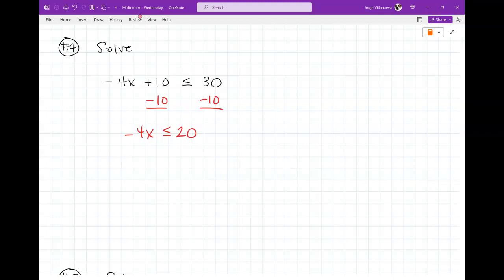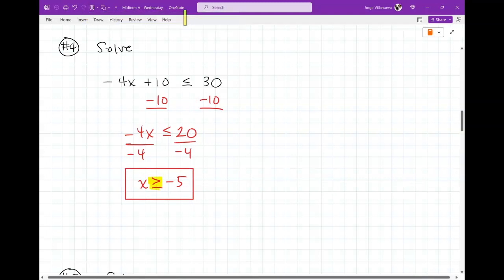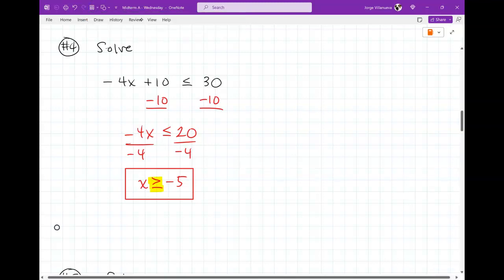And then I'm going to divide both sides by negative 4. So divide both sides by negative 4, I get x, I get negative 5, and my inequality has to flip to the other direction, like that. Make sure you guys note that, whether you want to highlight it or something like that. I'll highlight it for us just to make a point. Since I divided both sides by a negative number, it has to flip the inequality.